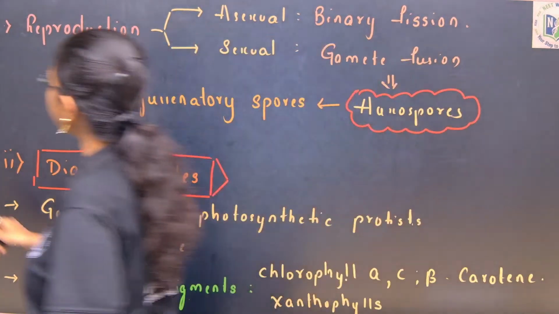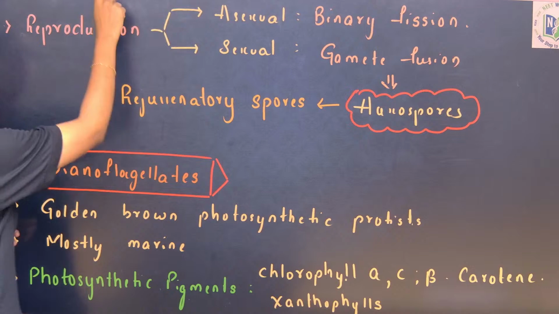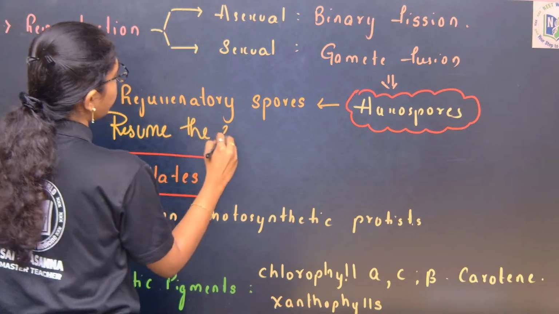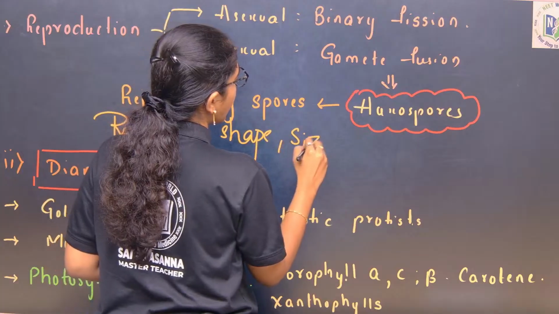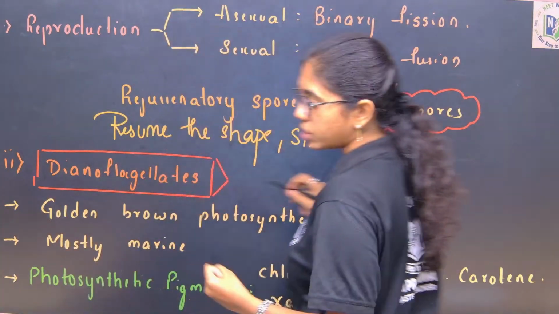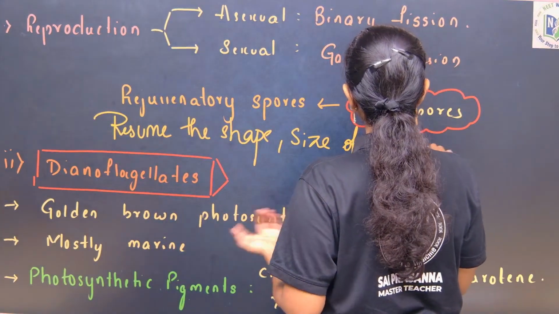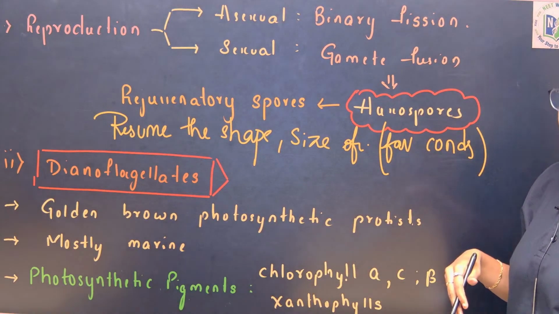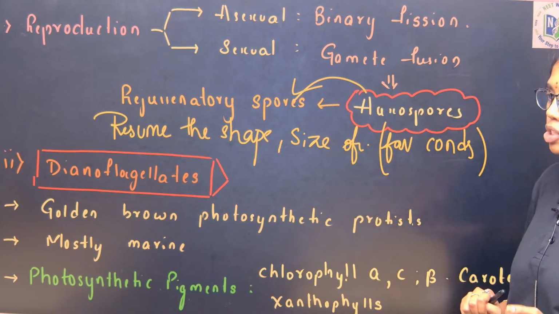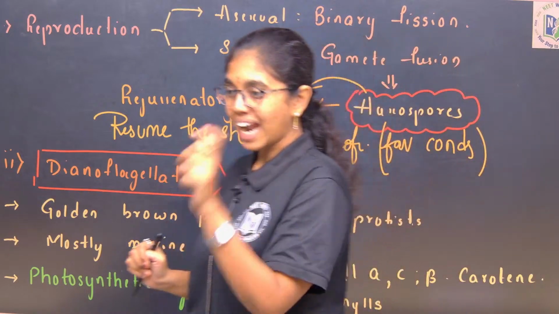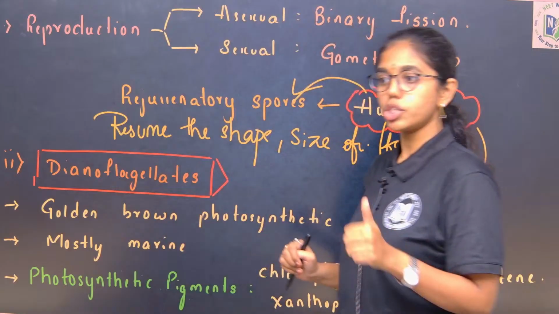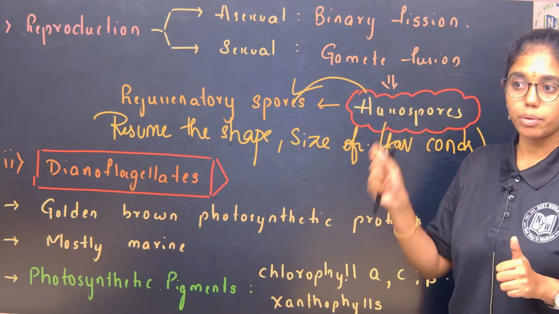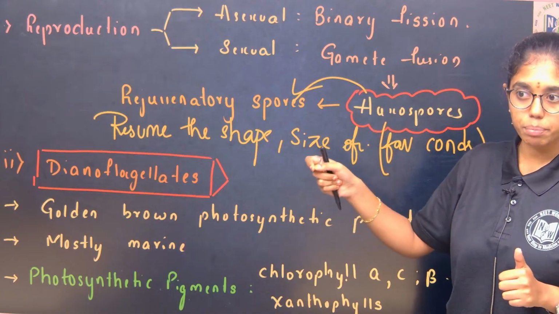So, why are auxospores called rejuvenatory spores? They resume their shape and size when the favorable conditions are back. Whenever favorable conditions are back, they get back to their normal shape and size. That is why auxospores are called rejuvenatory spores. So, the first class of plant-like protists, chrysophytes, which includes diatoms and desmids, the golden algae, is clear. About pigmentation, reproduction, nutrition and commercial importance, everything is clear, right?